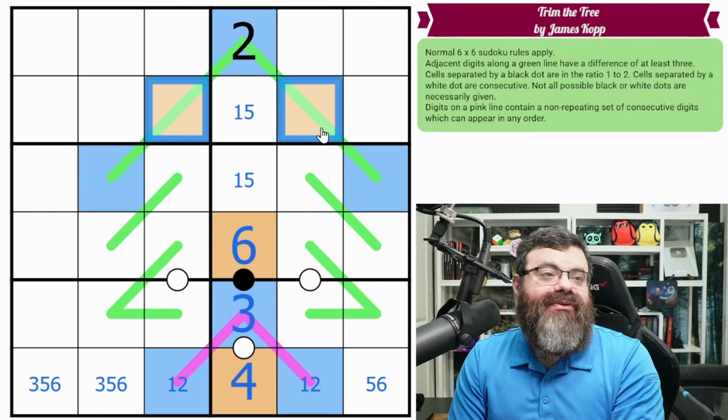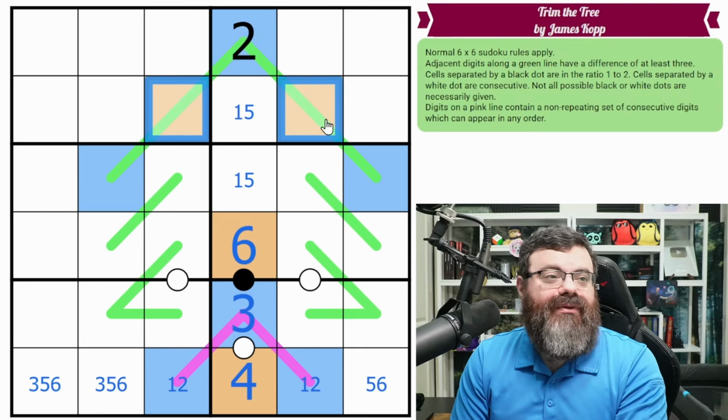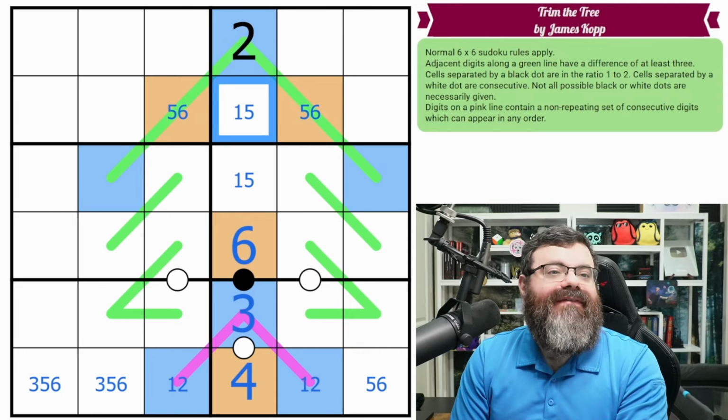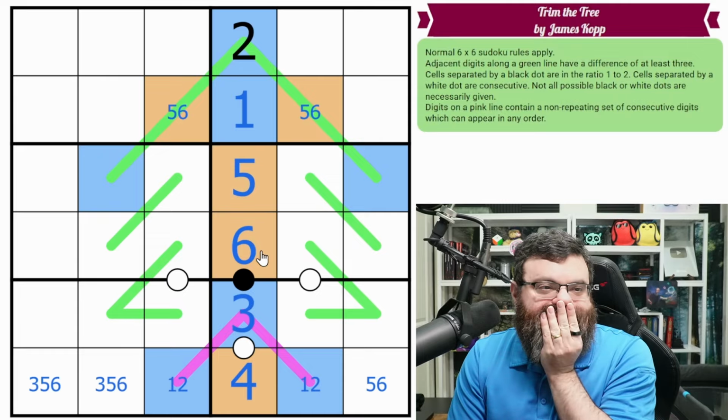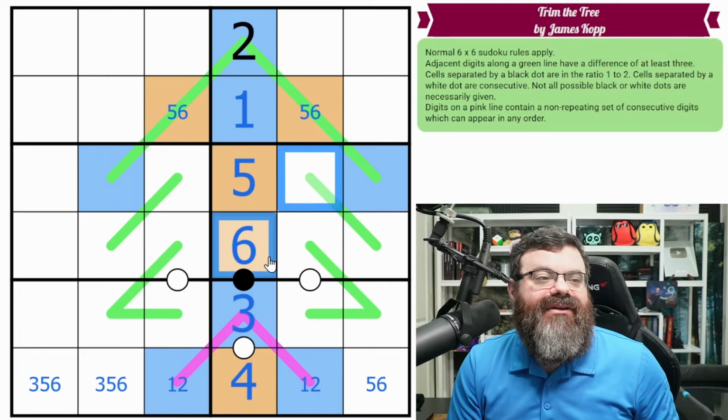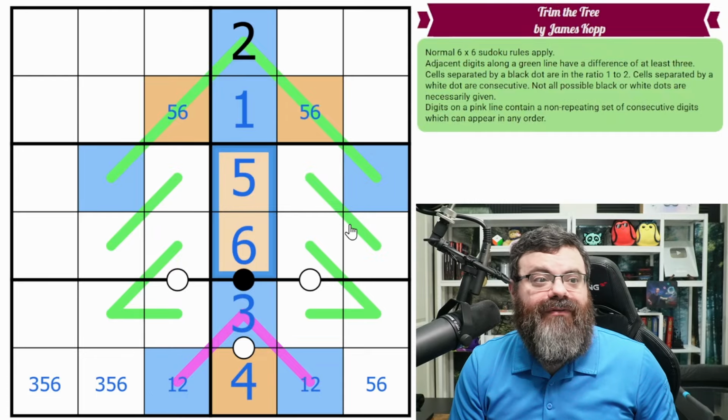All right. Now, next to the 2, we cannot put the 4. The 4 is too close, so it's got to be 5, 6. And that 5, 6 pair gives us 1 here and 5 here. All right. Okay, so now in this box, I noticed we got 2 highs already, and 4 is the more restrictive one.